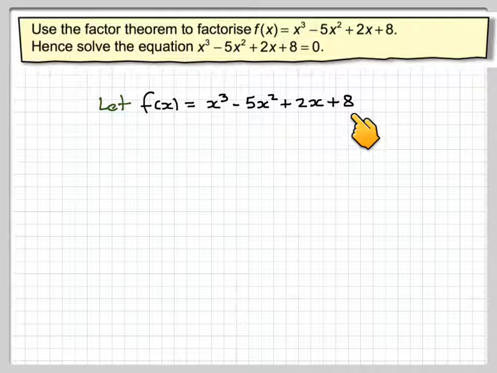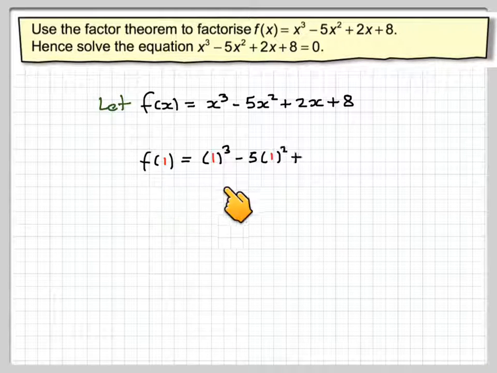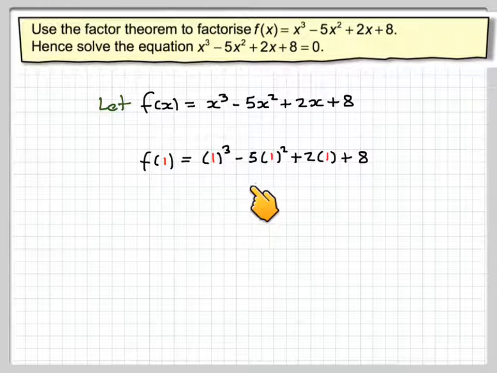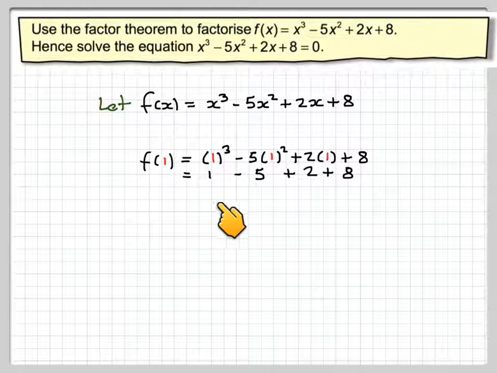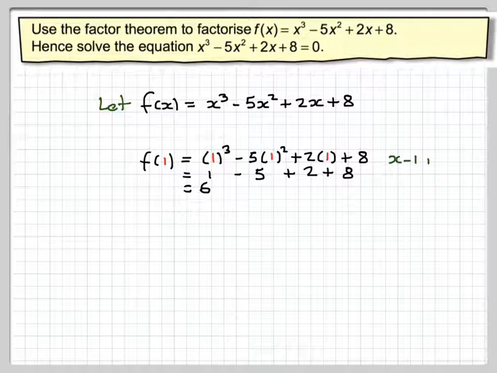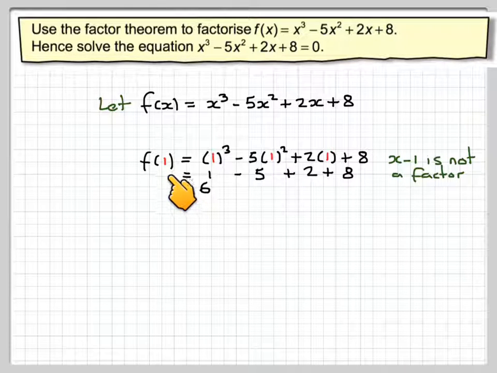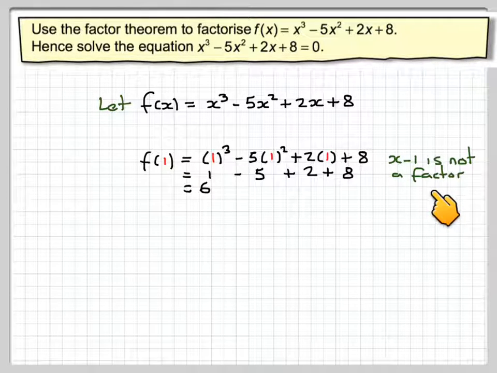Now, clues are here that we got 8. So you can, first of all, start with numbers like 1 and minus 1, because they go into 8, 2 and minus 2, 4 and minus 4, and 8 and minus 8. So if we try f of 1 first, we've got 1 cubed minus 5 times 1 squared plus 2 times 1 plus 8. That gives me 1 minus 5 plus 2 plus 8, which gives me 6. That will mean that x minus 1, x minus the number there, is not a factor.